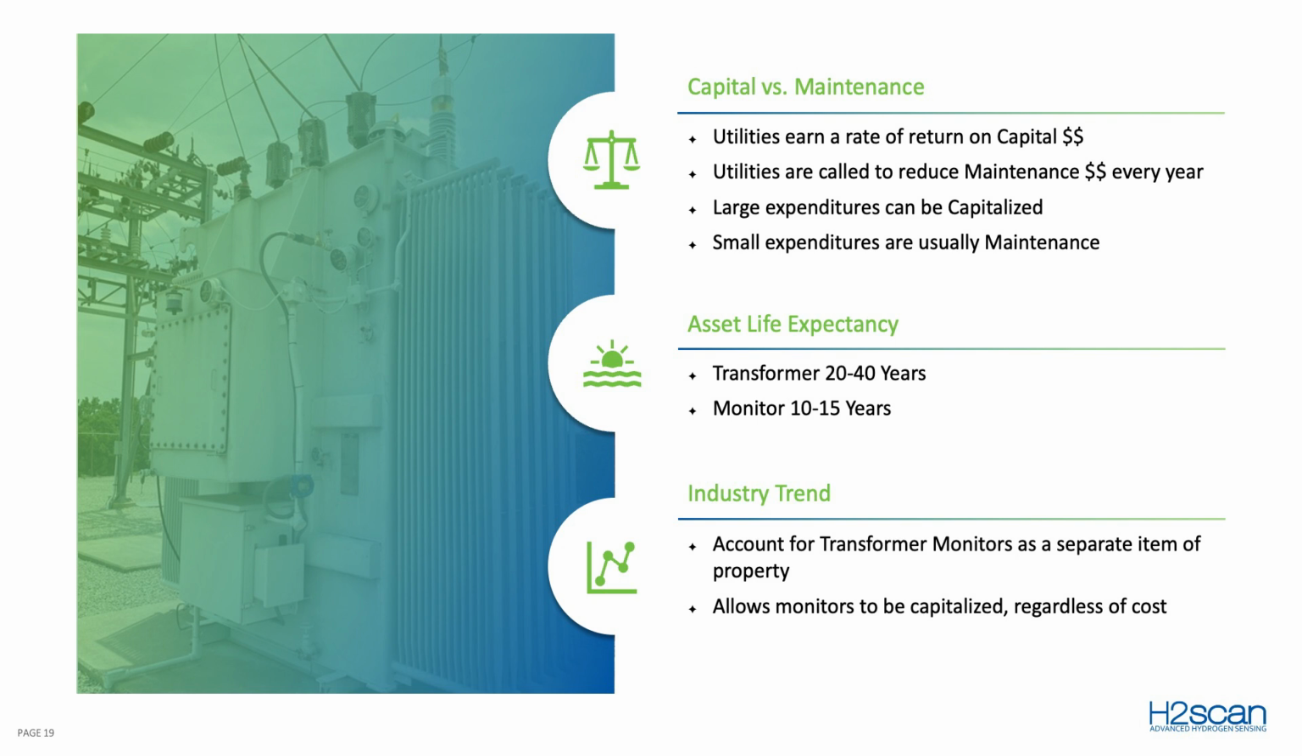And so utilities, of course, would rather spend capital dollars than maintenance dollars. At least in the US, the public utilities' rates are based on a rate of return, so they earn a rate of return on their capital investment and earn a lower rate of return or no rate of return on their maintenance dollars spent each year. So if they're spending capital dollars on these monitors, in general, it's not a big deal to buy the multi-gas because it's capital expenditure that you're earning a rate of return on.